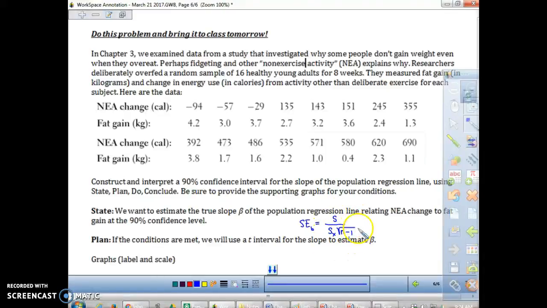Now, obviously, I'm telling you to go ahead and run the LinRegTInterval. But as always, I want you to set up the formula showing all the inputs to the formula, so that is why you need this information here. So complete this, and we will check this tomorrow in class.